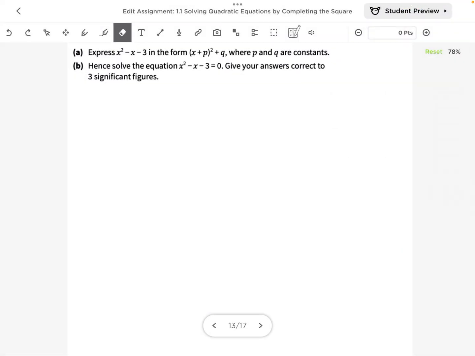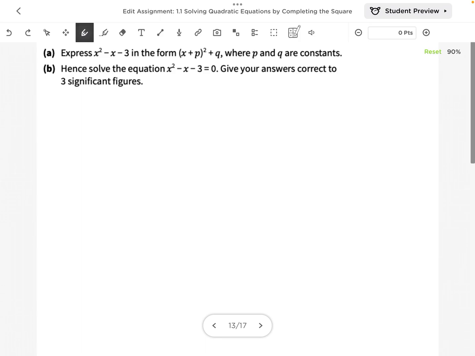Okay, we carry on with the next question. It's similar to what we have just done earlier. So what we have here is this. Part A is to express in the completed square form as indicated in the question here. So what I do here is I'll say x squared minus x minus 3 in the completed square form.